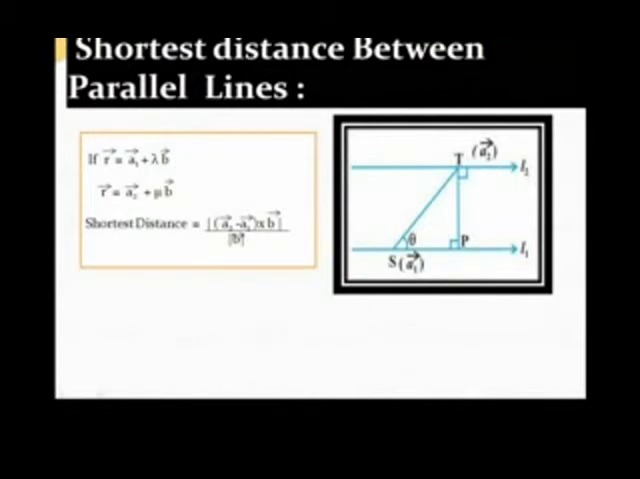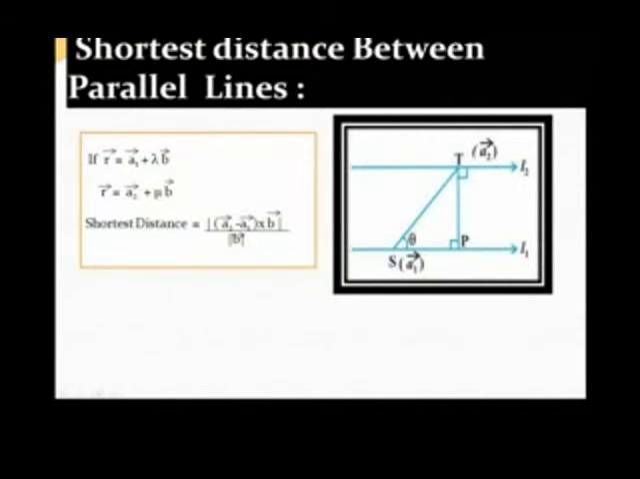Let us say that this is line L1 and this is line L2. Clearly L1 and L2 are two parallel lines. Let this line pass through the point S, the position vector of which is A1, and this line passes through the point T, the position vector of which is A2. Now we clearly see that PT is the shortest distance between these two lines, as this line TP is perpendicular to both these two lines L1 and L2.